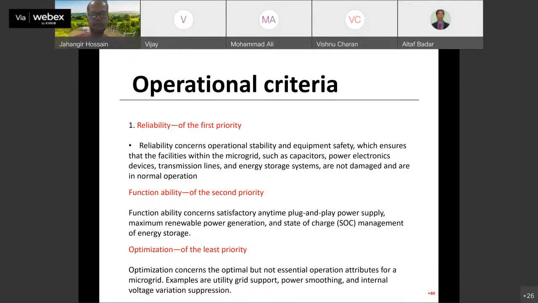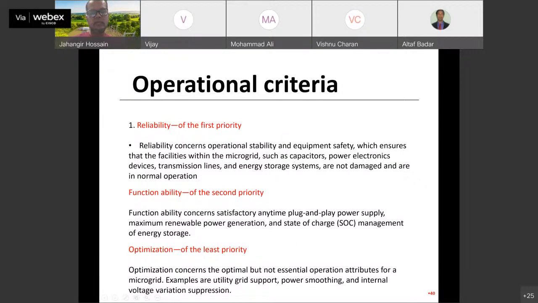But the first priority would be making the system stable, even if you can't have your desired state of charge. That is not your first priority; it is your second priority. The first priority, whatever you can get from those devices, is to make sure that your system is stable and safe.